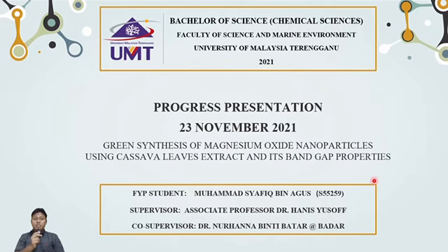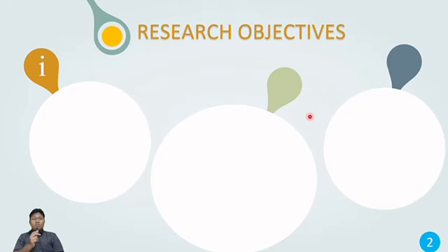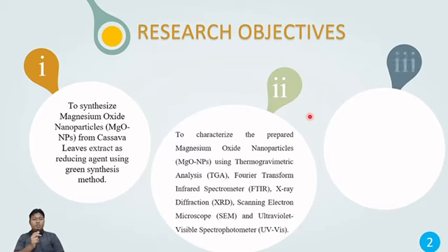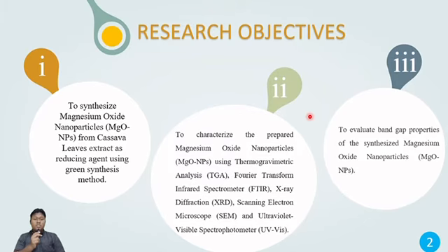I will be presenting progress of my final year project. Before I get started, I will recap my objectives. These are my objectives. First is to synthesize magnesium oxide from the cassava leaf extract. Second is to characterize it using these 5 analysis techniques and then to determine the band gap properties.